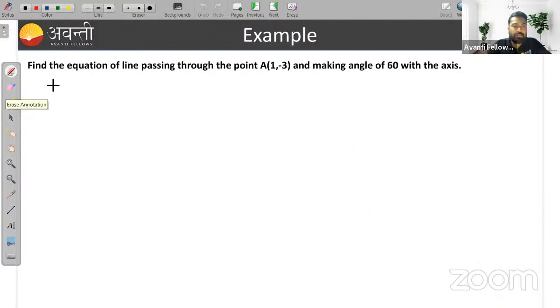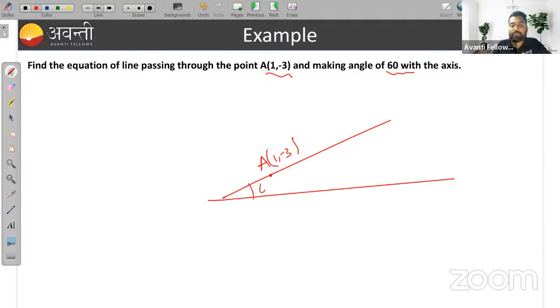Example, we already solved these questions. Find the equation of the line passing through the point (1, -3) and making an angle of 60 degrees. It's a very simple example. You have a point on that line, and it makes an angle of 60 degrees with the positive x-axis. Then the slope will be tan 60, that is root 3. Easily you can find it. You have the slope and the point on the line, so by using the slope-point form, you can find the equation of the line, right?